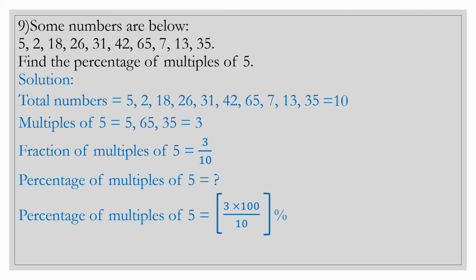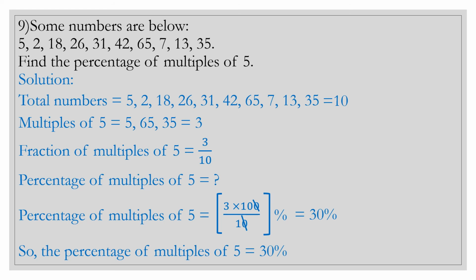Now simplify. Cut 0 by 0. Now we have 3 multiplied by 10. Do the multiplication. We get 30%. So the percentage of multiples of 5 is equal to 30%.